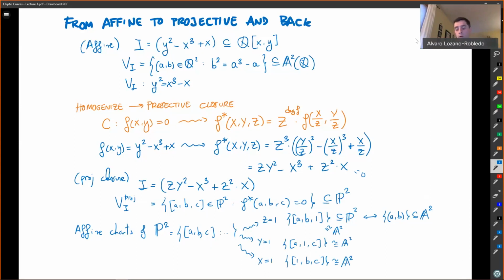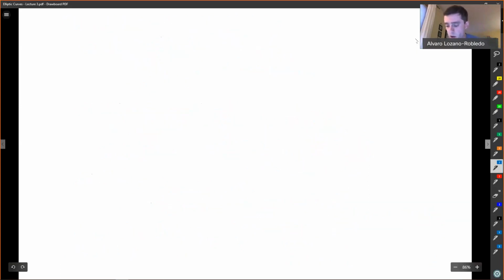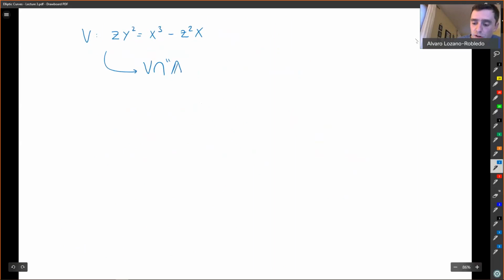Okay. So now what we're going to do: an affine chart of an algebraic set is V intersect with one of the affine charts that are in Pn. So let's do this affine chart business for our example. Remember, we start from a projective algebraic set, in this case given by z y squared equals x cubed minus z squared x. I'm going to do an affine chart. I'm going to look at V intersect the affine chart given by z equals 1.